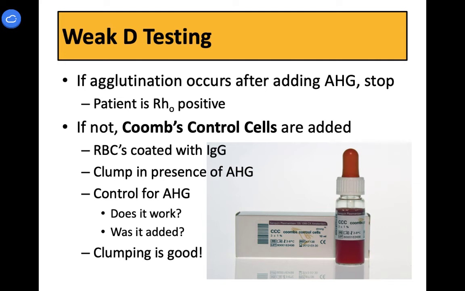The other thing is, a lot of times these reagents are clear, and it's really hard to tell if you actually added them to your tube. So adding the Coombs control cells and knowing that they should clump because you have the Coombs reagent, the AHG, in there, is a confirmation that yes, in fact, you added the AHG. Clumping is good when it comes to these cells. That means we've done everything right.